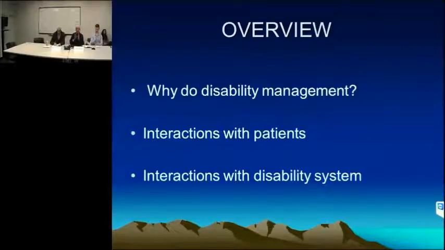Okay, so what I want to talk about is basically a few issues. One, why do disability management in the first place? Second, interactions with patients regarding disability issues. Third, interactions with the disability system.